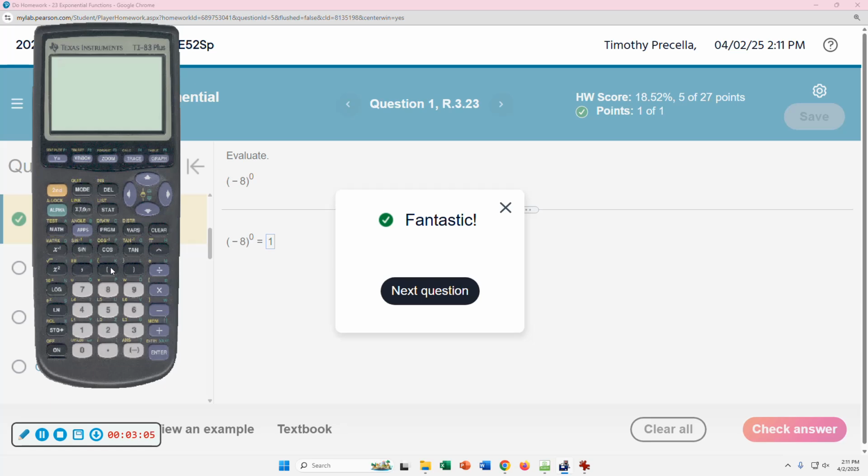Parentheses -8. This is the little key that you use to enter an exponent other than a square. Here's an x squared key and an x to the -1 key right there on my calculator. But to raise something to a different power, it's this little caret symbol. Raised to the 0 power is 1.